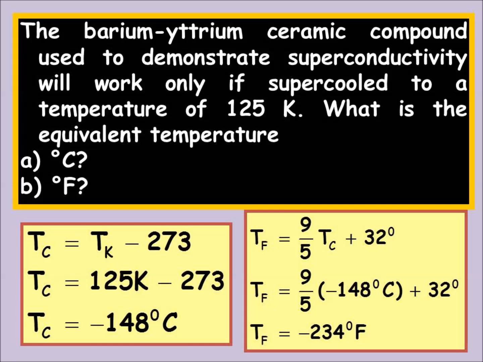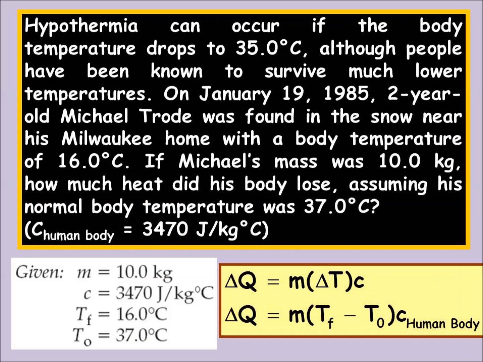Make sure you look at my lecture on YouTube, which shows the derivation of temperature. And so it's going to be negative 234 degrees Fahrenheit for the next conversion. Now, hypothermia can occur if the body temperature drops below 37 degrees Celsius. Now remember, 35 degrees Celsius. Remember, 37 degrees Celsius is normal body temperature, so it doesn't take much.